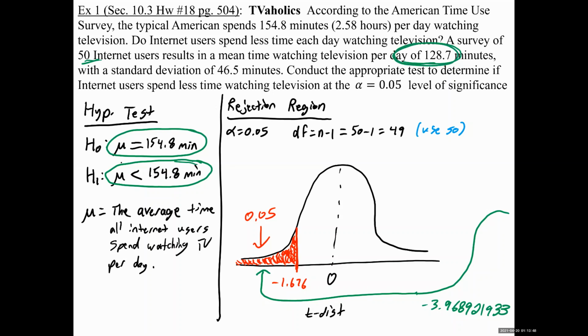128.7 is less than 154.8. But does that mean we automatically believe the peasant? No. Our sample average, the 128.7, has to be less than 154.8 and far from 154.8 before I can decide who to believe. So I need to decide how far 128.7 is from 154.8. Are they close together or far apart? And that's what the test statistic formula does.